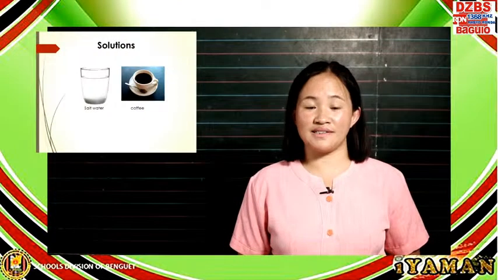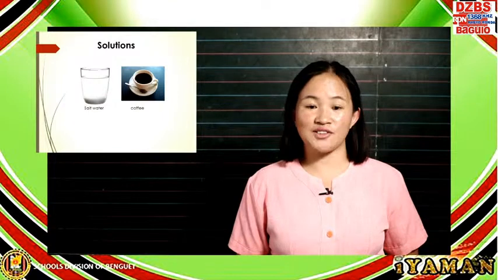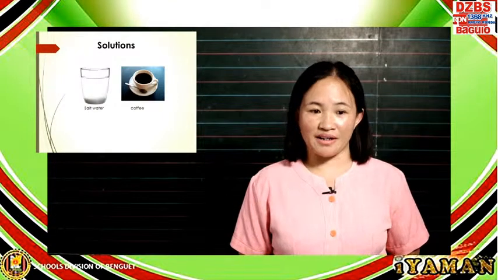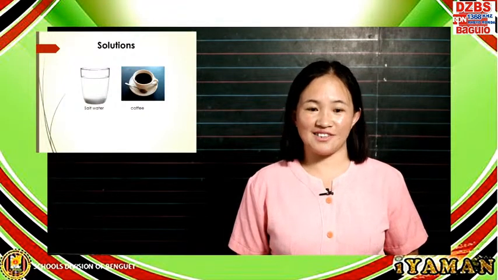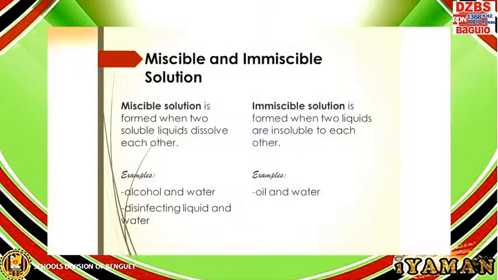Before we proceed to the next kind of mixtures, let me introduce to you these two kinds of solution, the miscible and the immiscible. We use these terms to distinguish mixtures of liquids. Do you know that there are liquids which combine well if mixed together? We call this mixture a miscible solution. Examples are a mixture of alcohol and water, disinfecting liquid and water, and many more.